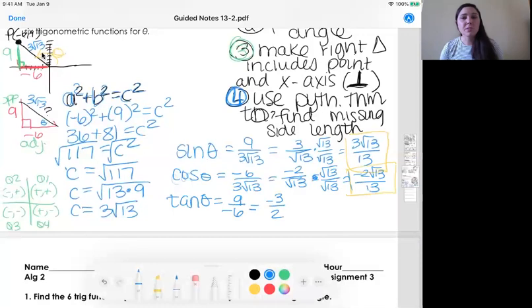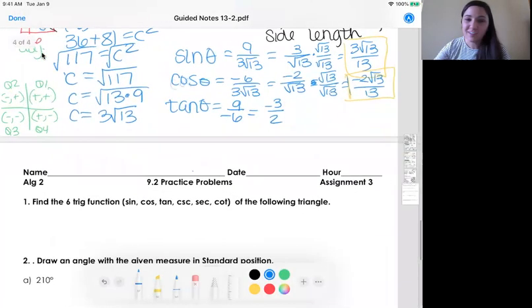Then we'll just find the reciprocals there to find our other 3. So remember, we need to take the reciprocal of sine to find our cosecant, reciprocal of cosine to find secant, and the reciprocal of tangent to find cotangent. All right, now you have practice. Good luck.